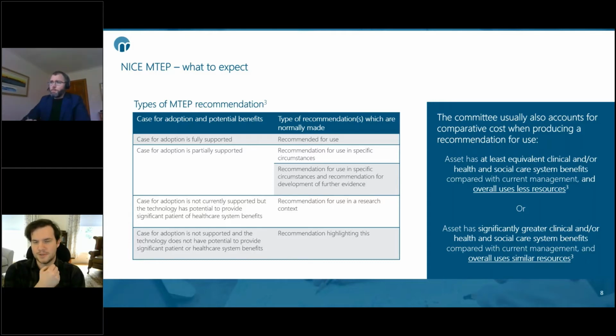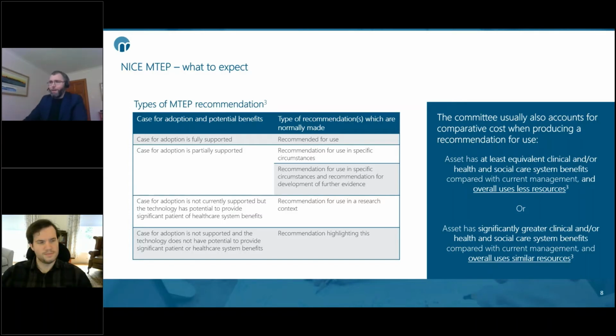When it comes to trying to pitch your device to decision makers, it is certainly something that would hold quite a lot of weight. So yes, on top of the need to demonstrate cost neutrality or indeed cost savings, you also need to demonstrate at least equivalent clinical benefit, or indeed greater clinical and social care benefit, to get it through the submission process and to get that recommendation for approval.